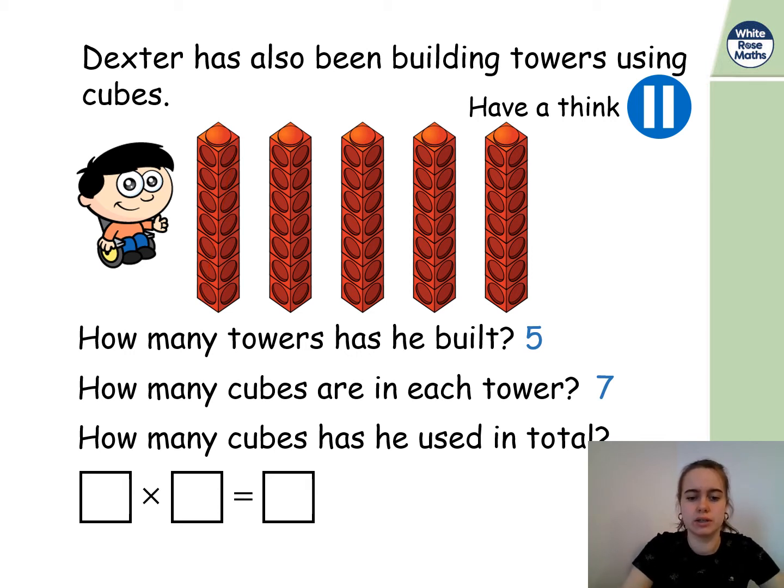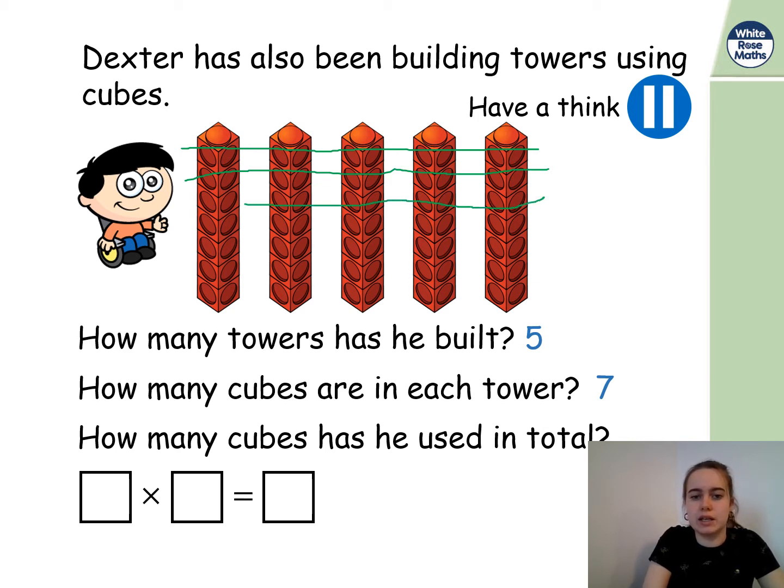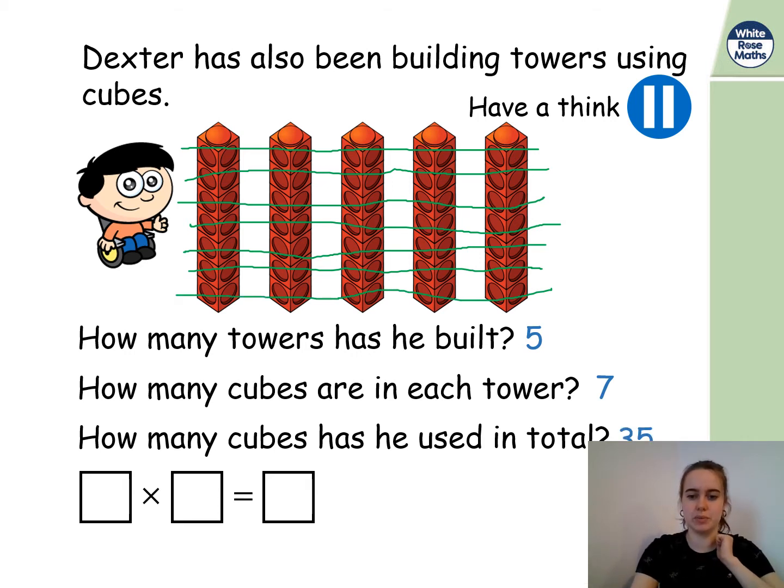What I could do is I could go across the groups, taking 1 from each group at a time. So actually, I think yellow will work. Let's go with a green pen. So we've got 5, 10, 15, 20, 25, 30, and 35. So we've got 35 cubes in total.